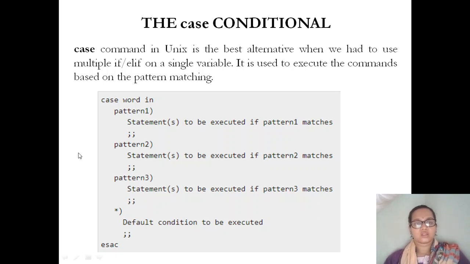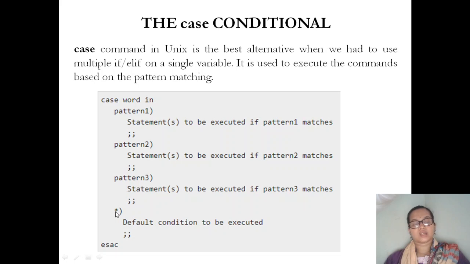You can see case is our keyword, and in is our keyword, where we give some pattern, and if the pattern is matched, these statements are executed. After that we use a double semicolon. Instead of break, we use a double semicolon, which says that it should stop and come out. Next is pattern 2, where the statements are executed if pattern 2 matches, or else you come out of your condition. Pattern 3 works the same way, and you can go up to as many patterns as you want.